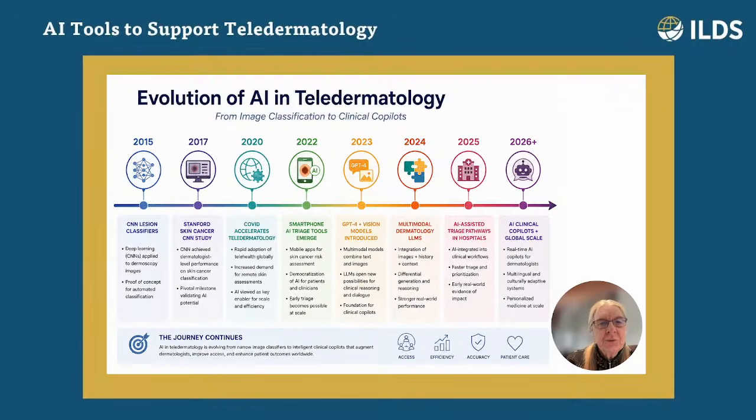In 2022, the AI triage tools began to emerge relating to smartphone use. In 2023, we started seeing the GPTs. These have vision models in some of them. Their quality and output wasn't very good, but by 2026, it's become completely amazing. In 2024, multimodal dermatology LLMs were produced. That is to say, they used images and text information to come up with their recommendations.